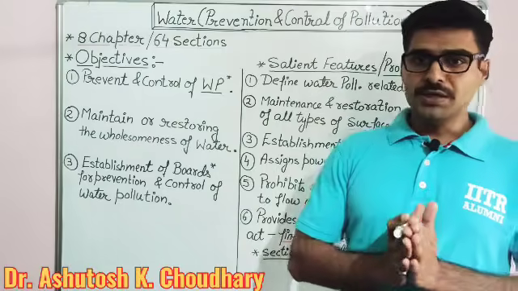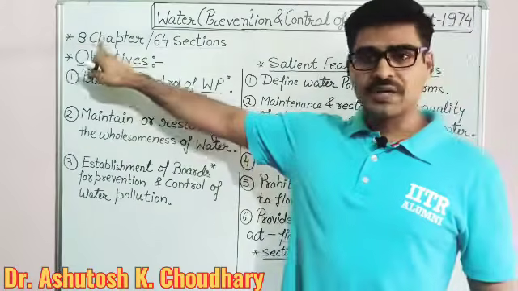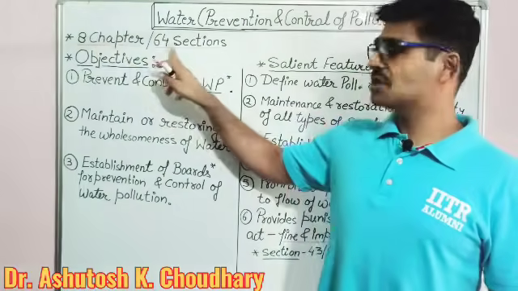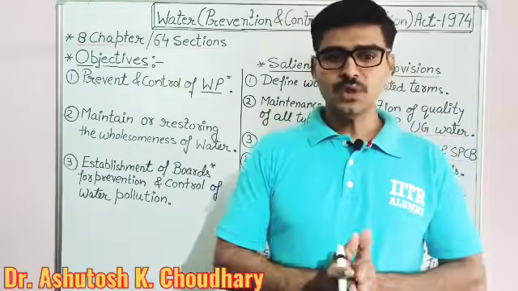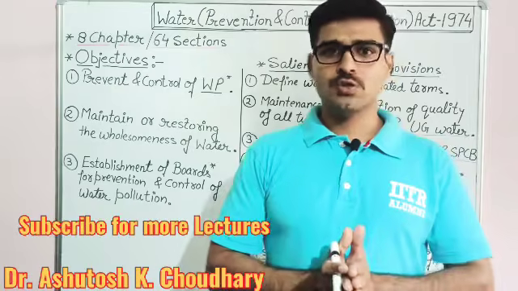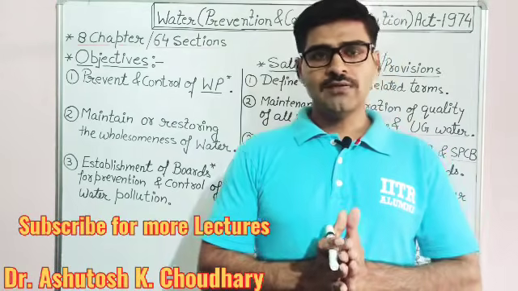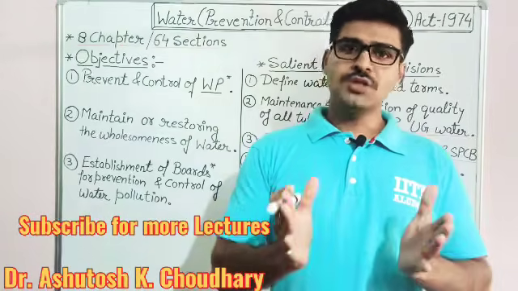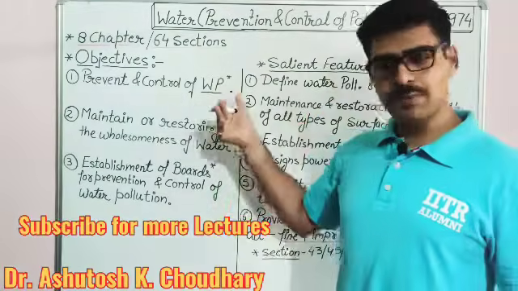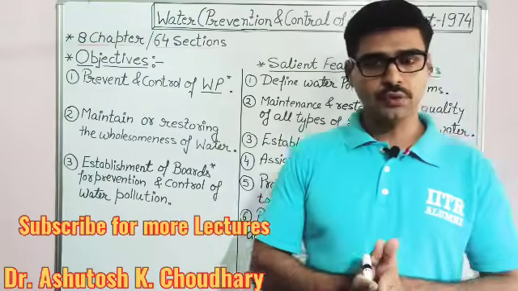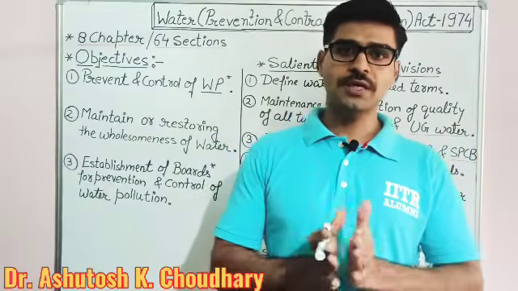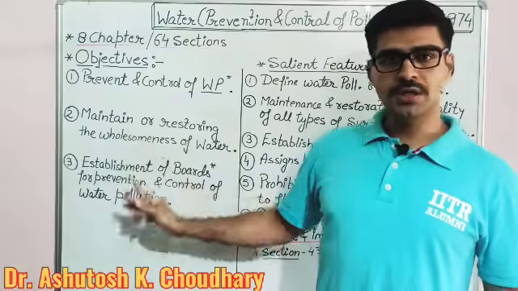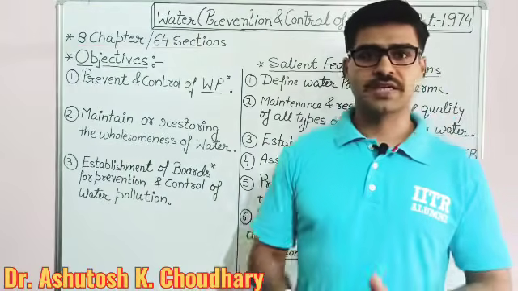Now, in this act there are 8 chapters and 64 sections. So it is very difficult to go through all the chapters of this act. So today I will brief you about this act with some simple points. First of all, you should know what the objectives of this act are. So here I have mentioned on this board 3 main objectives of this act.